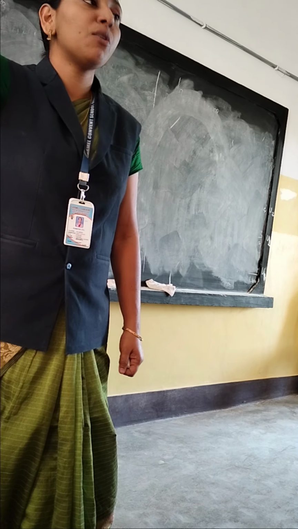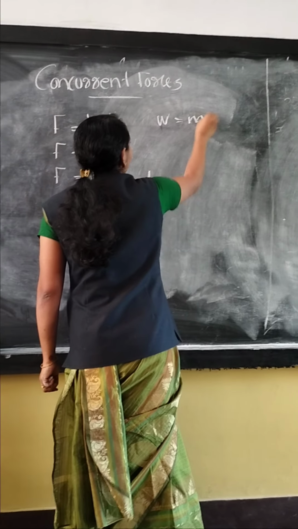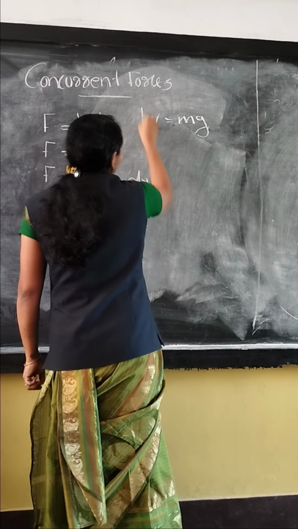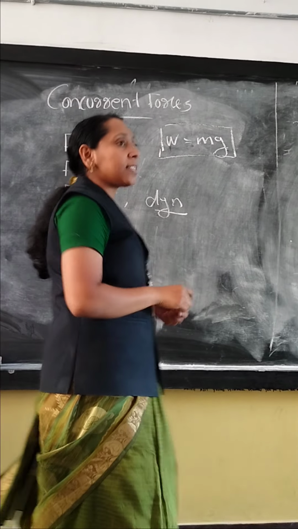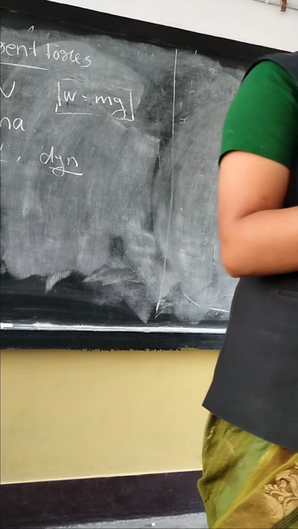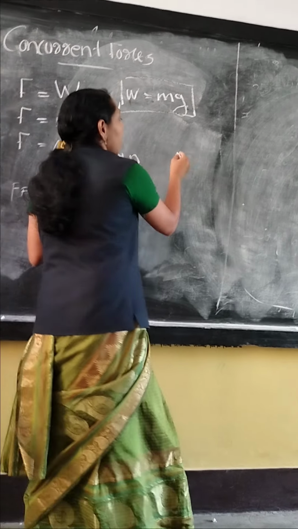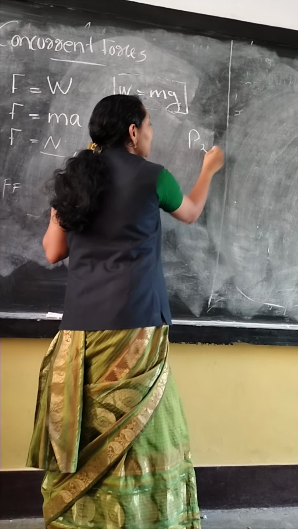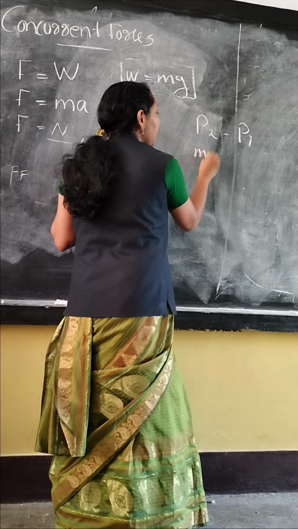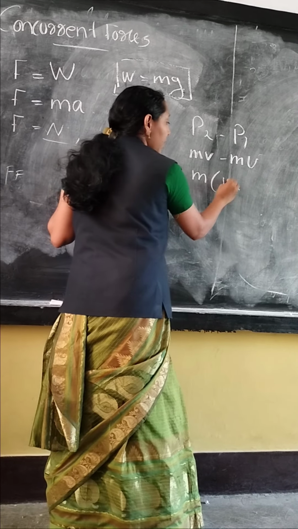So I repeat once more. What is the force? Force equal to weight. What is the weight? mg, mass into gravity. Then Newton's second law, F equal to ma. That means change in momentum is directly proportional to force. That part is the derivation of F equal to ma. Change in momentum, P2 minus P1, that means mv minus mu. M is taken outside: m of v minus u.